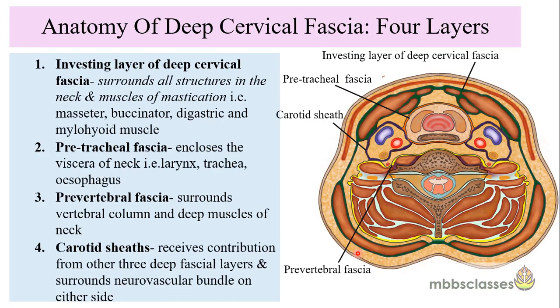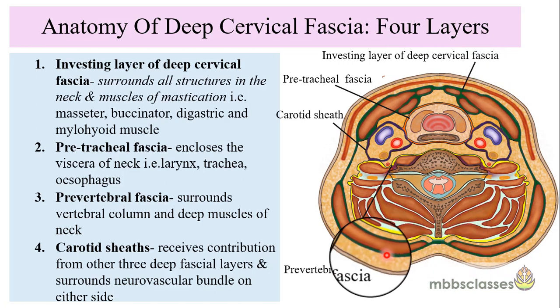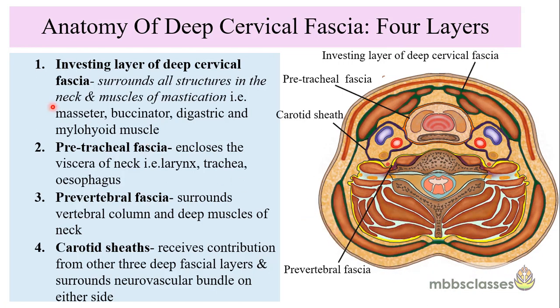So we know that the deep cervical fascia has four layers. The first is the investing layer of the deep cervical fascia. If you see here, this is an axial section of the neck at the infrahyoid level. You can see here the green color is the investing layer of the deep cervical fascia, which surrounds all the structures of the neck and the muscles like masseter, buccinator, digastric and mylohyoid. Since it is investing all the muscles of the neck, it is known as the investing layer of the deep cervical fascia.